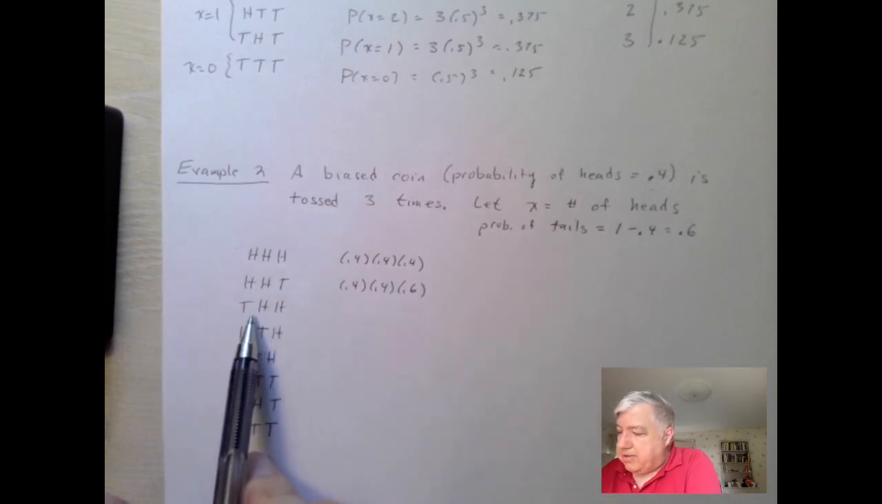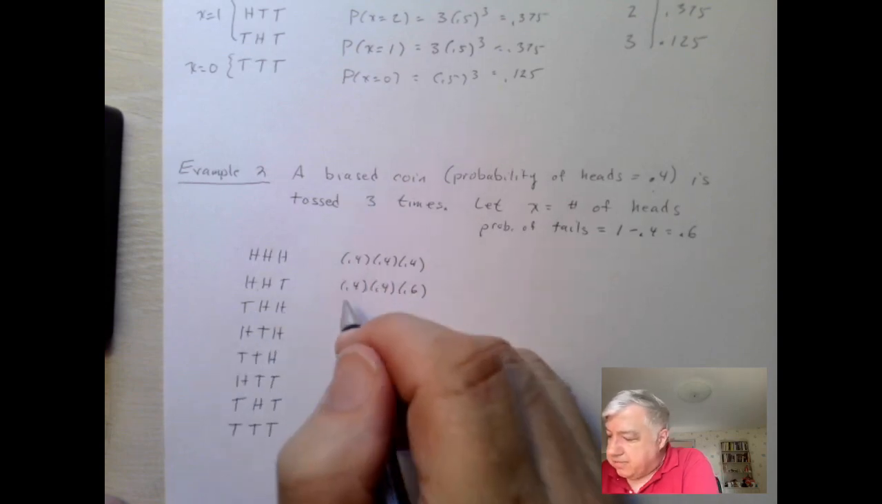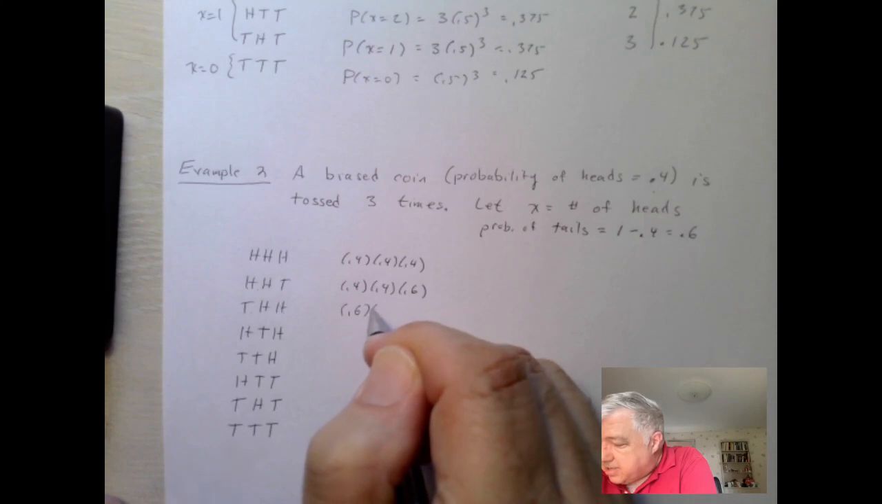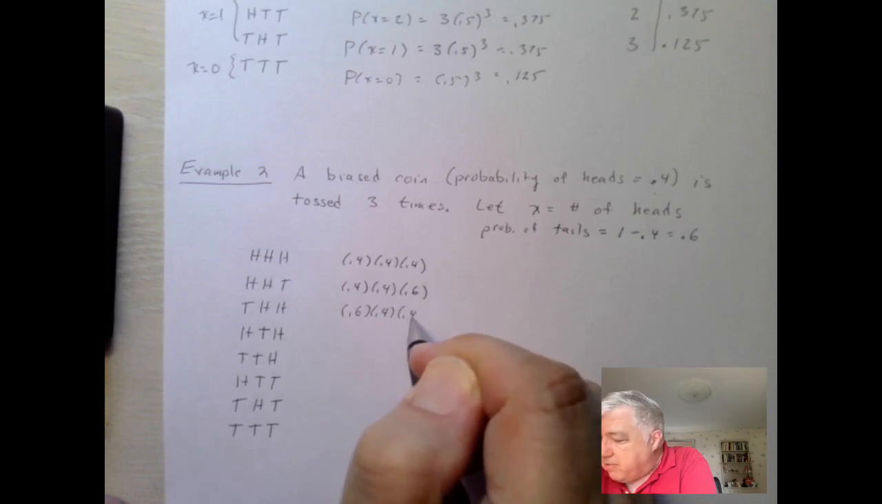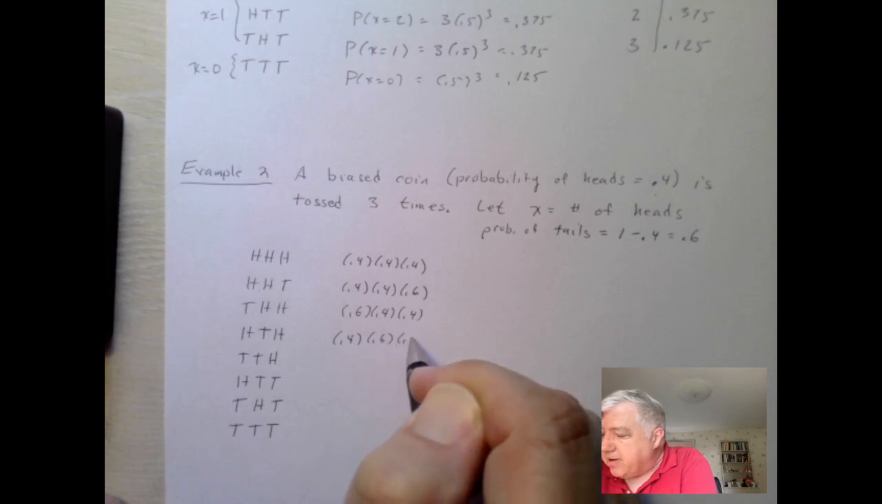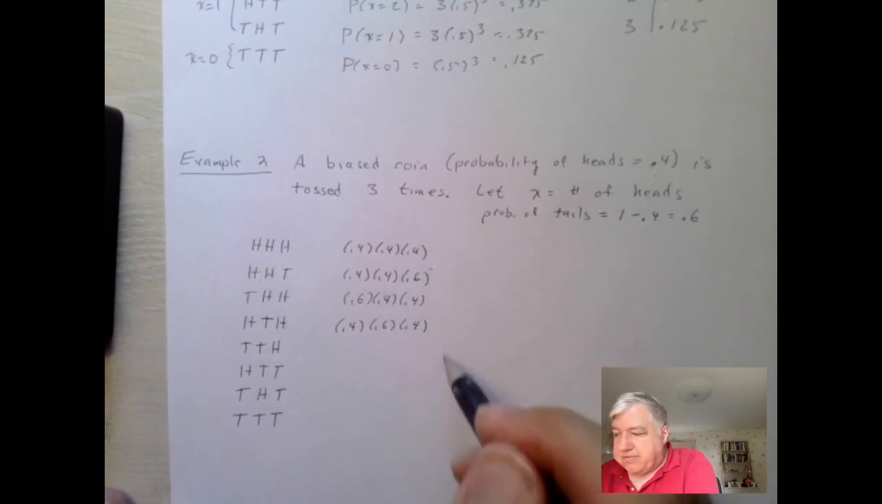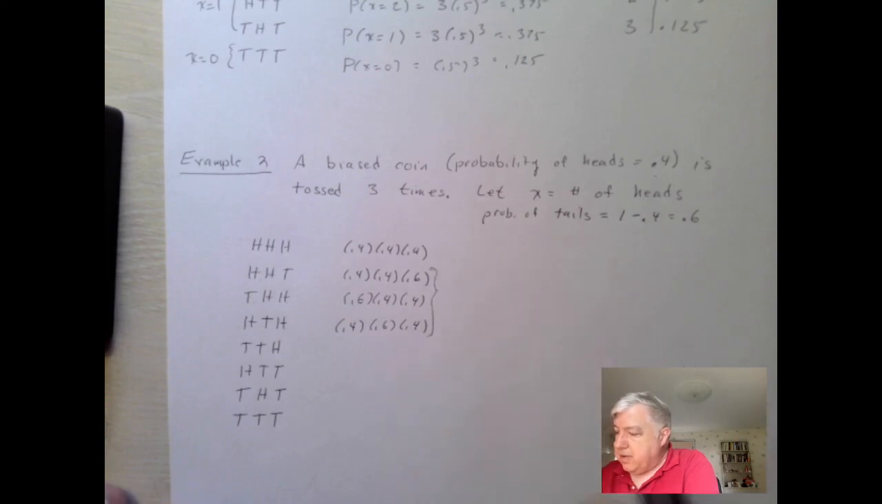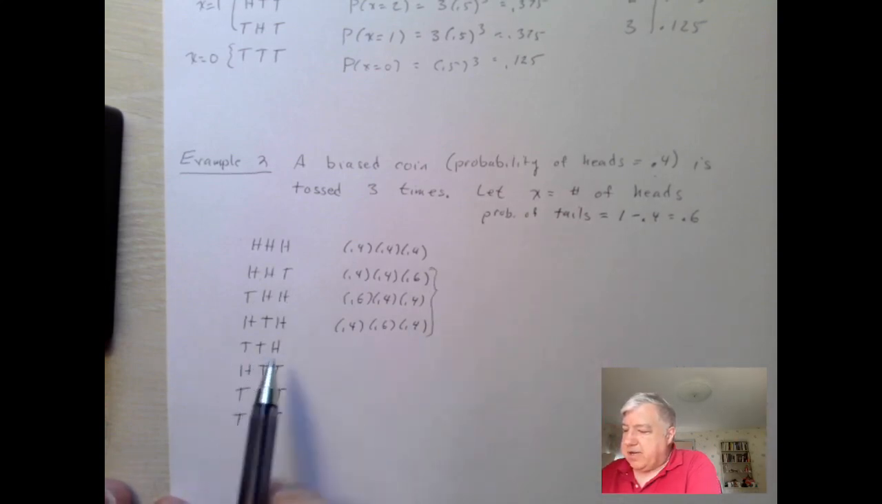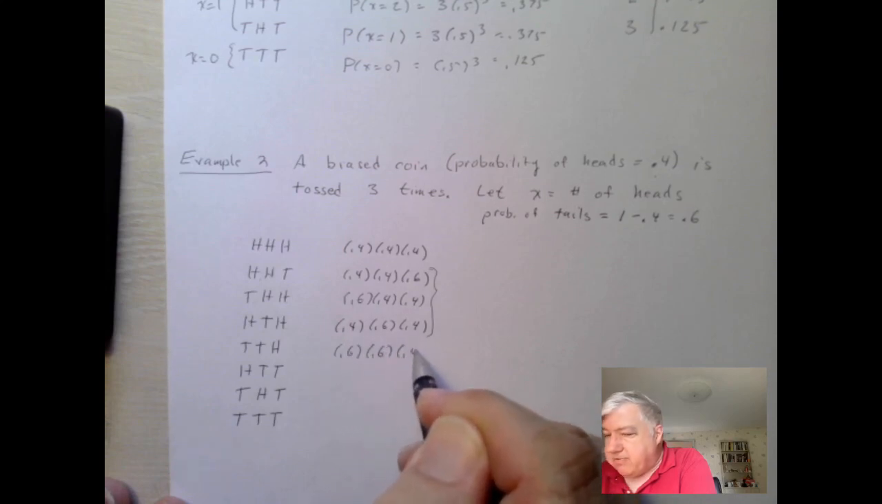And the probability of this and this event will also be the same as this, right? It will be 0.6 times 0.4 times 0.4. This will be 0.4 times 0.6 times 0.4. But they'll be the same. We're just rearranging the factors here. Okay. And then the probability of tails, tails, heads, that would be 0.6 times 0.6 times 0.4.